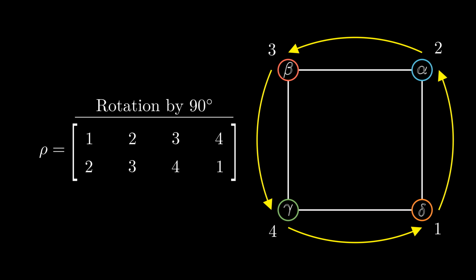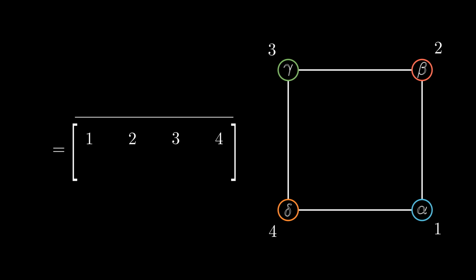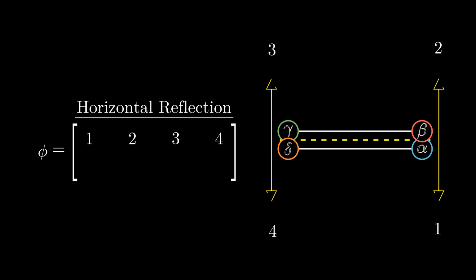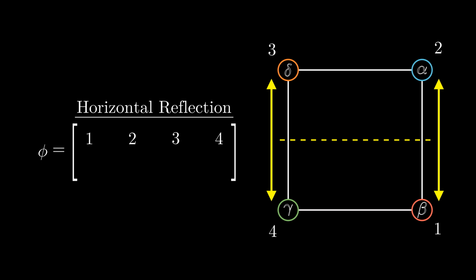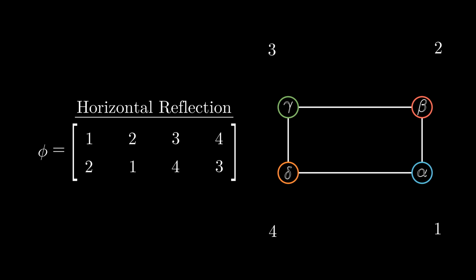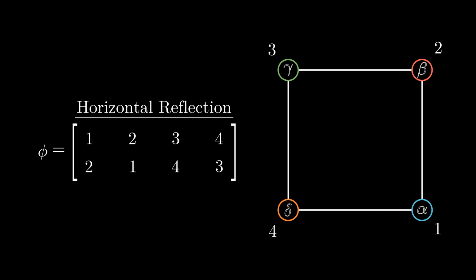Let's repeat this once more, but with a horizontal reflection. Here, we see corners alpha and beta swap positions, and gamma and delta do the same. We can once again write this in array notation as a permutation, which we will represent as phi. Every element in the dihedral group of order 8 can be represented as a composition of rhos, the permutation representing a rotation by 90, and phis, the permutation representing a horizontal reflection, making it possible to represent the entirety of the dihedral group of order 8 as a permutation group.